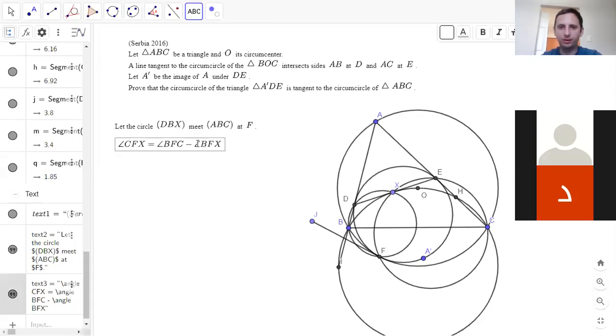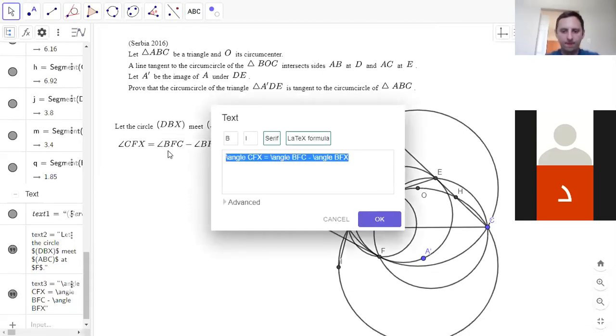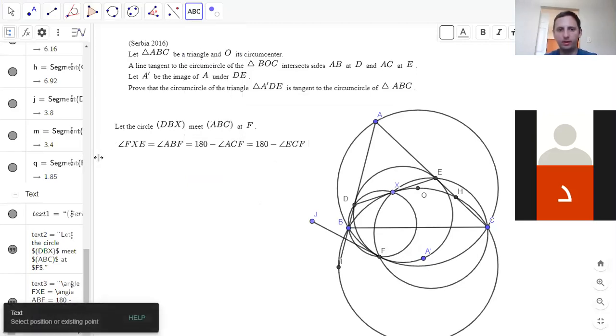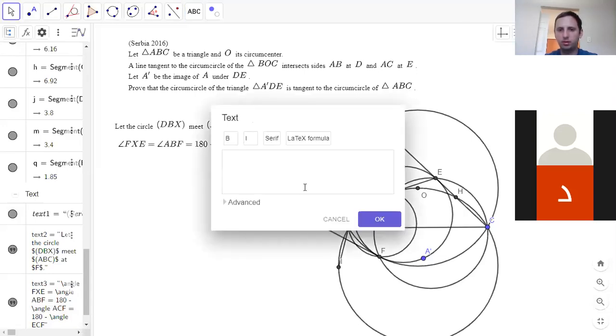That's a nice angle chase right there. So you have angle FXE is angle ABF is 180 minus angle ACF, 180 minus angle ECF. And so that means that, let me just check it one more time. FXC is ABF is 180 minus ACF, it's 180 minus ECF. So FXCE is cyclic. Is that just Miquel's theorem somehow? I don't even know. But yeah, maybe it is just like a Miquel point.